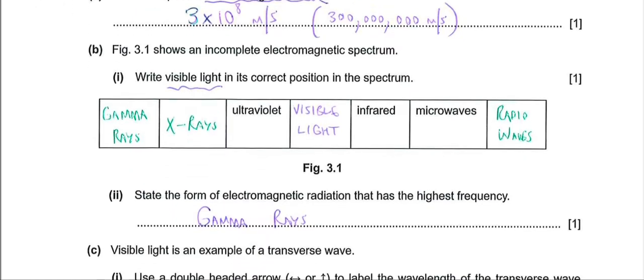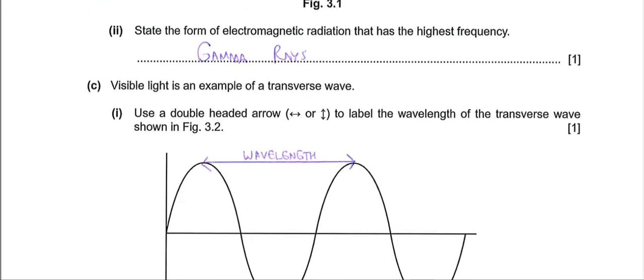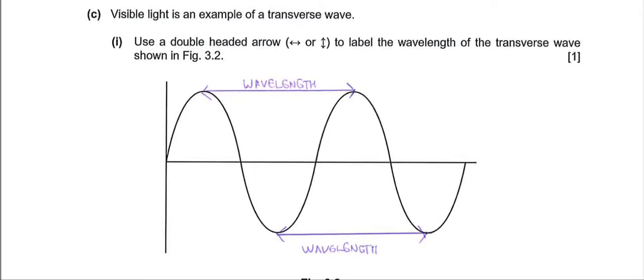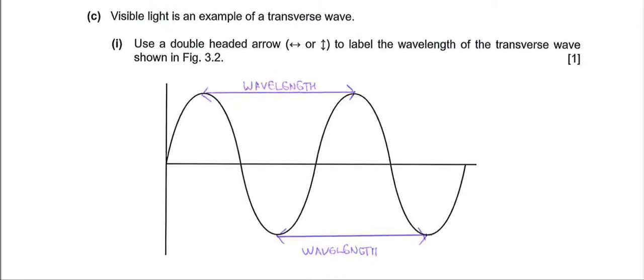Okay, let's move on. We're going to go and have a little look here at the transverse wave. Now, you remember what a transverse wave is, a wave whose disturbance is perpendicular to its velocity. In other words, if we're moving from left to right, the disturbance might be up and down. Okay, so we use the word perpendicular when we're trying to define a transverse wave. In this one, all we have to do is use a double-headed arrow to label the wavelength, and I've done that on the screen now.